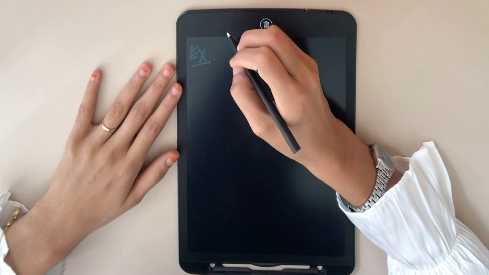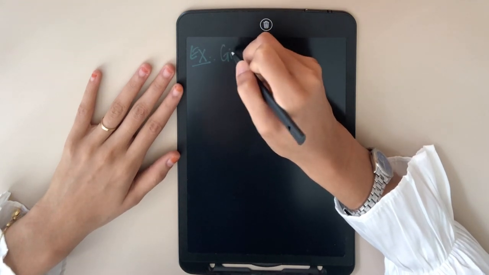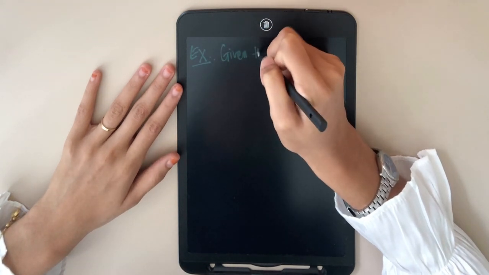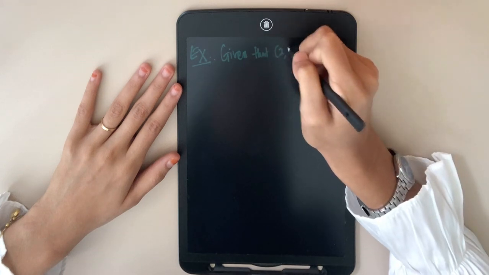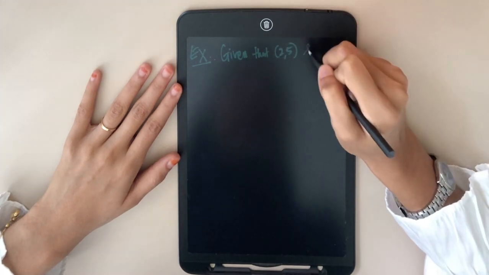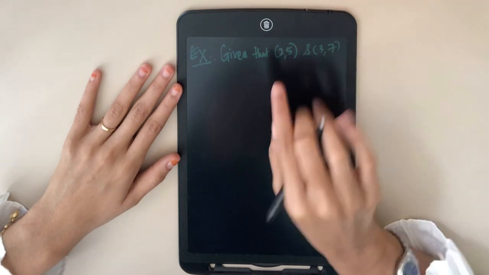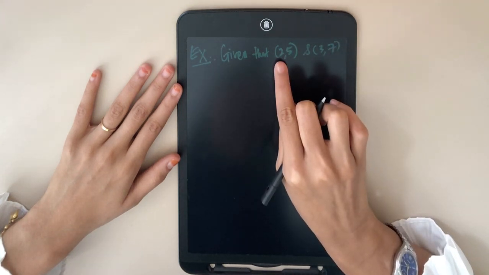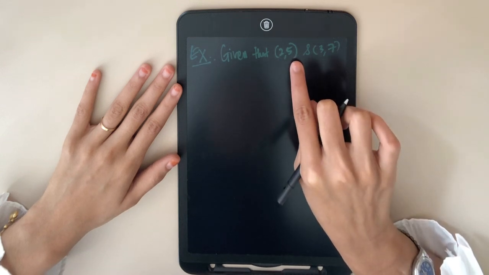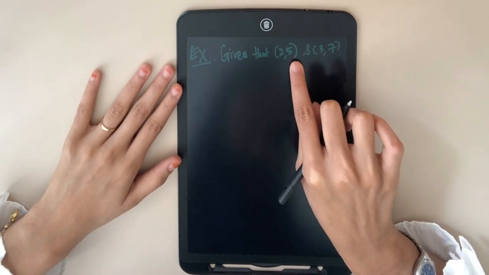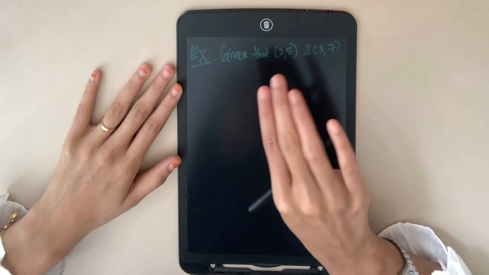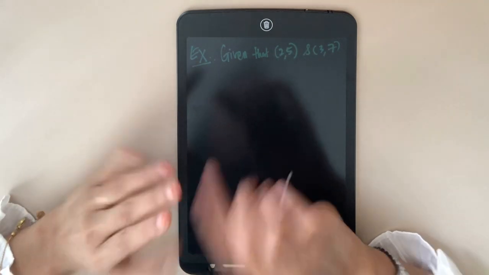So let's say you are given 2, 5 and 3, 7. The first number here represents the x value. The second number represents f(x). So basically you can see that it is a pair.